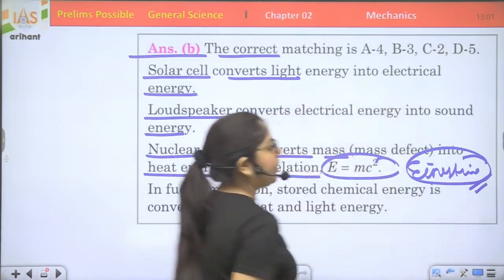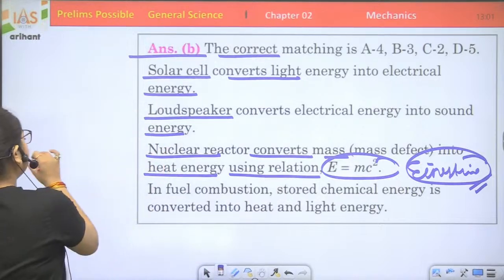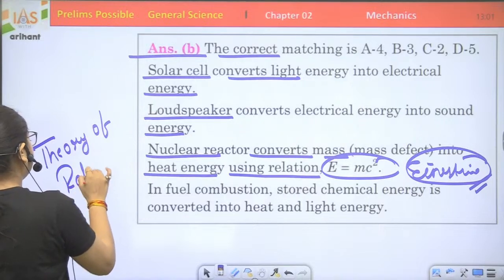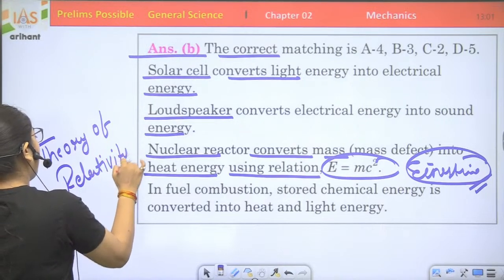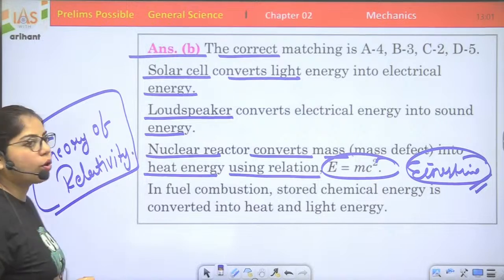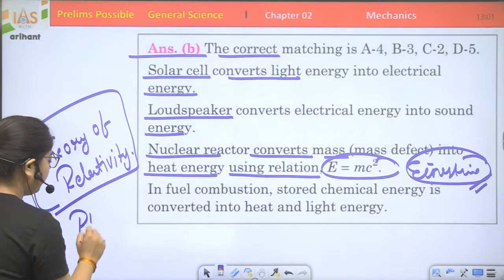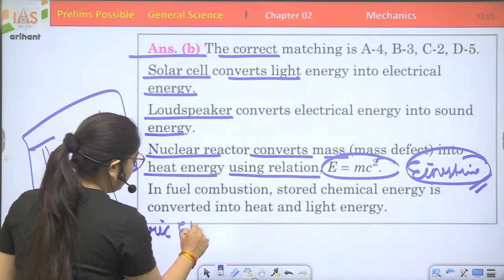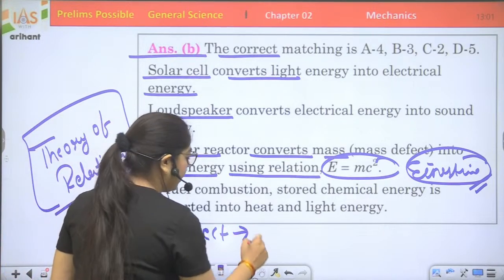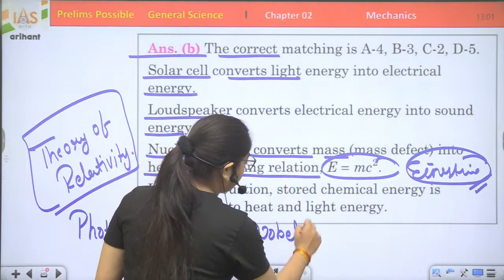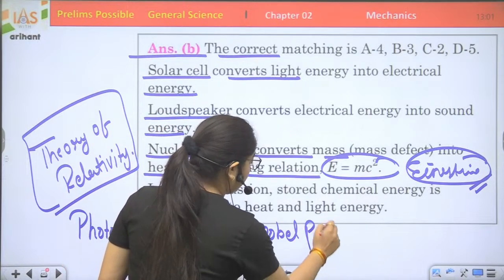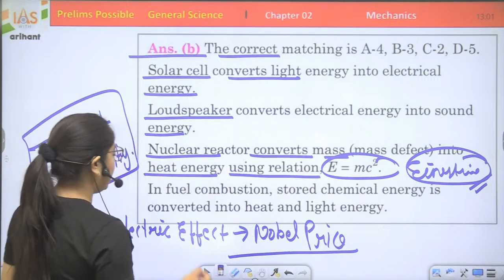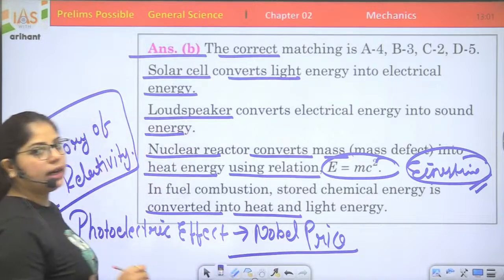He gave the very famous theory of relativity. He also gave the photoelectric effect. Which theory? Photoelectric effect, for which he got the Nobel Prize. For this theory, he got the Nobel Prize, right? In fuel combustion, stored chemical energy is converted into heat and light energy.